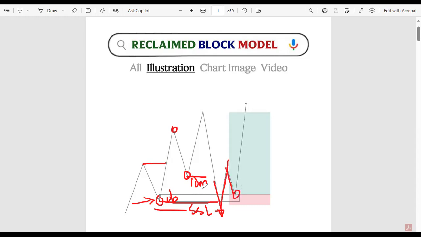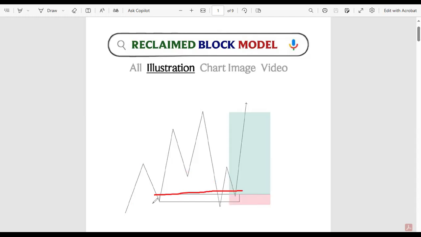Okay, so if you want to trade it in a high probable way, it's always important to see if there is a fair value gap at this area, or maybe an order block. It can be another order block there or a fair value gap at the same level where you have marked your reclaimed order block. Okay, so this area is a reclaimed order block.